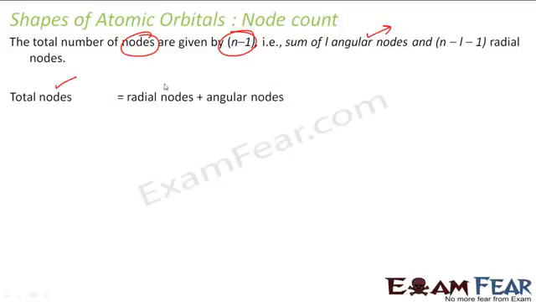Total number of nodes is nothing but the radial nodes plus angular nodes, right? The radial nodes are n minus l minus 1, and the angular nodes are l. So if you add these two, what you get is n minus 1. So the total number of nodes is n minus 1 for a given shell. Correct?